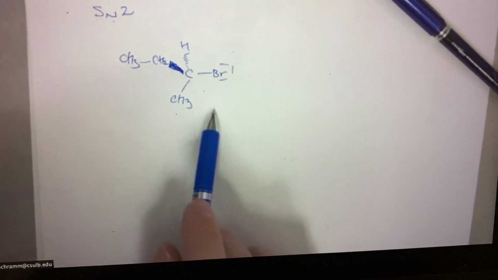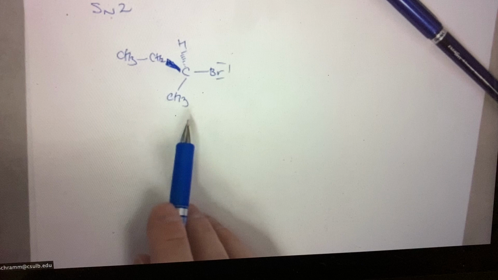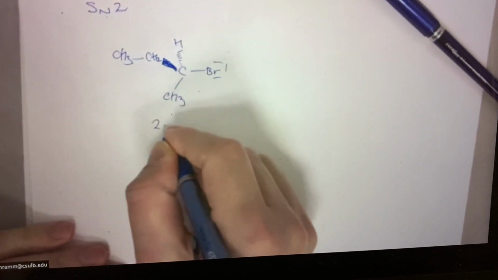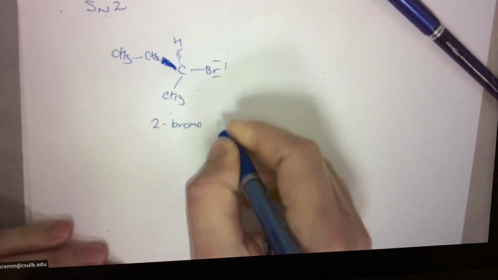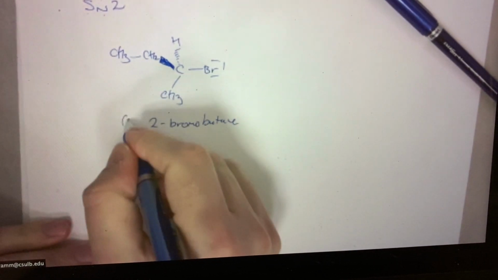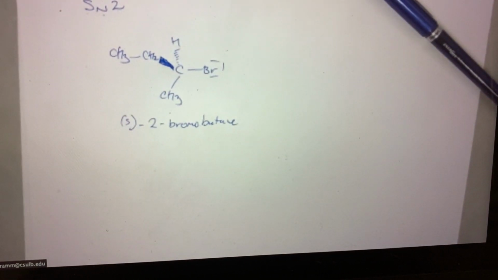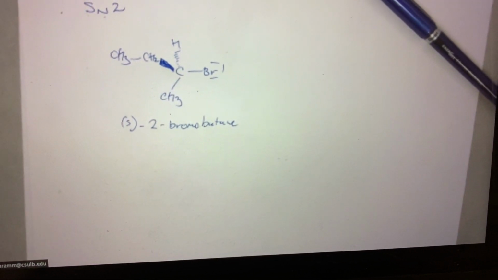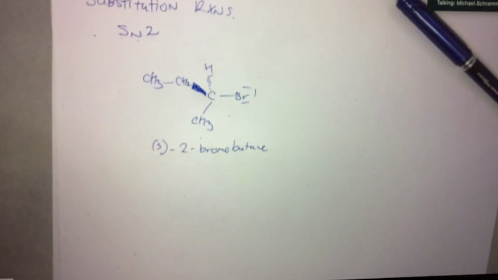This particular molecule we can look at. We know it's a very simple molecule. We know we would call it 2-bromobutane. And further, we would be able to calculate that this is (S)-2-bromobutane, and you should be able to confirm that on your own with your knowledge of chirality and assigning R/S stereochemistry.